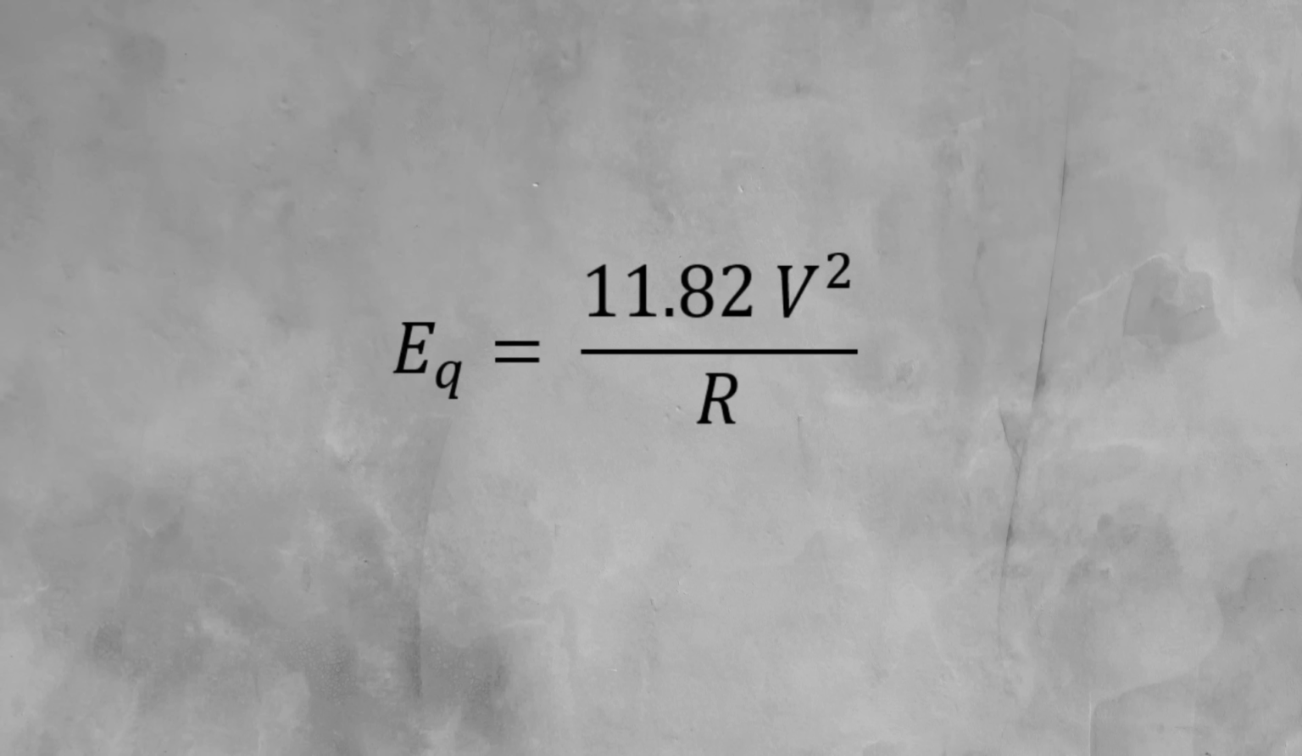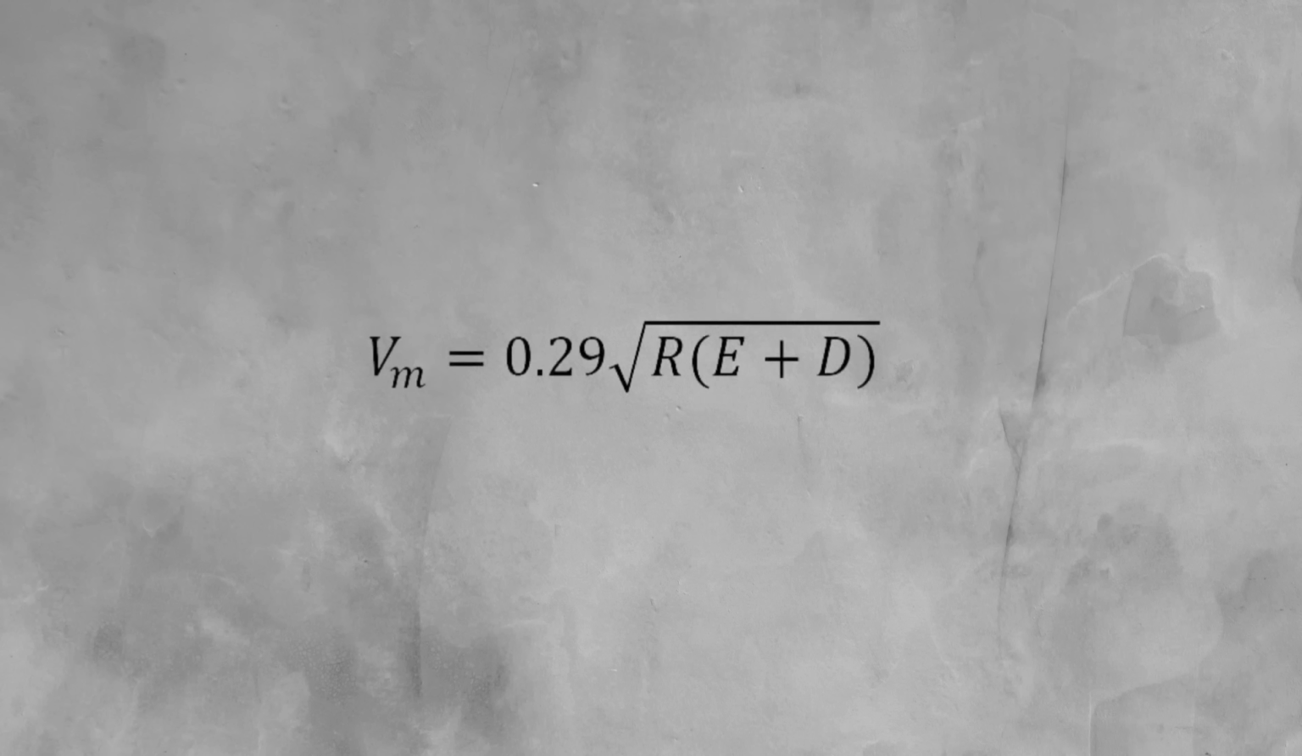We also need to substitute the equilibrium cant for applied cant and cant deficiency. This comes from the fact that equilibrium cant is equal to the applied cant plus the cant deficiency. This gives us the equation max speed, Vm, equals 0.29 times the square root of the radius times the applied cant plus the cant deficiency. It is easier to show a worked example here.